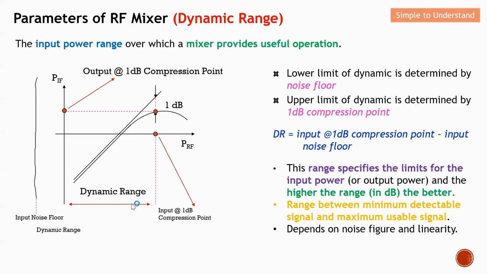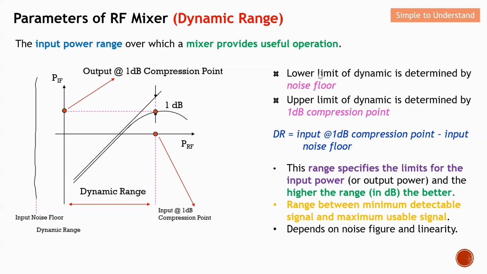Why is this known as the dynamic range? Imagine this. This is the zone that we can predict, the zone that is linear. After this point, it becomes the 1 dB compression point, which means saturation, and anything after saturation cannot be predicted. Therefore, we want to use the mixer in the so-called linear region as far as possible. So this is the definition of dynamic range.